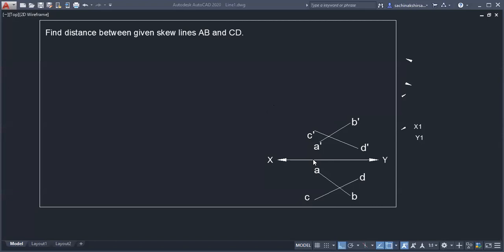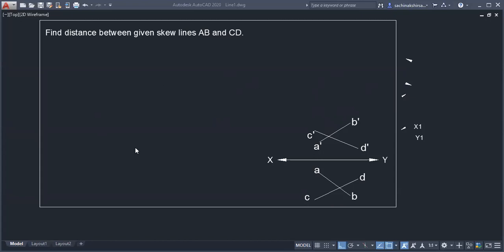Perpendicular lines. If both lines are showing their apparent length, can we observe perpendicularity between them? No, sir. When we are observing perpendicularity between two lines, one of the lines should show its true length. Only then can we observe perpendicularity between them.